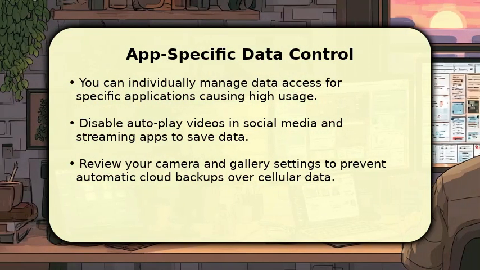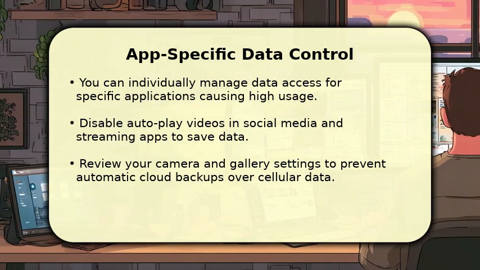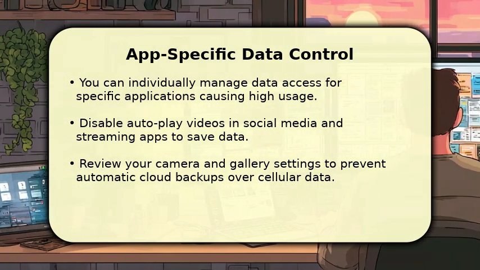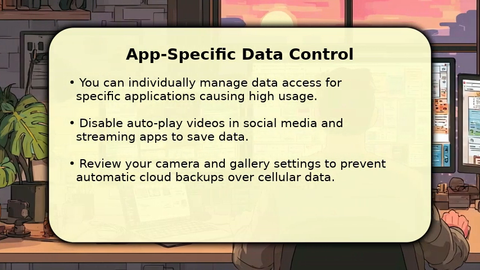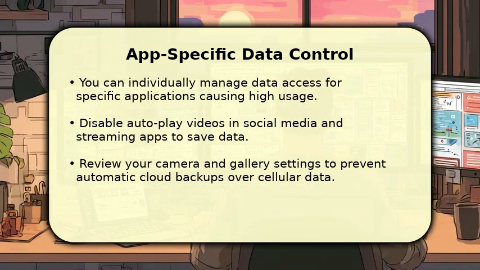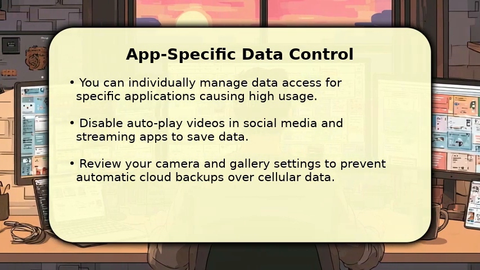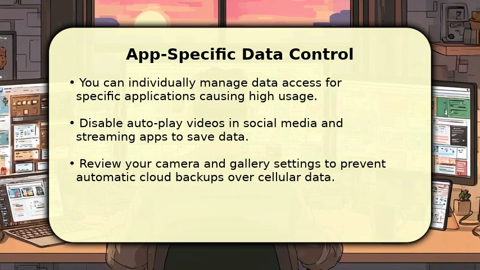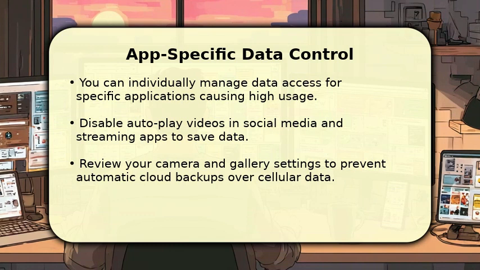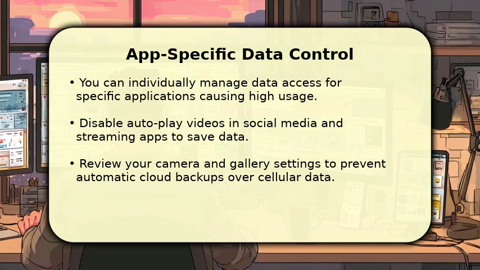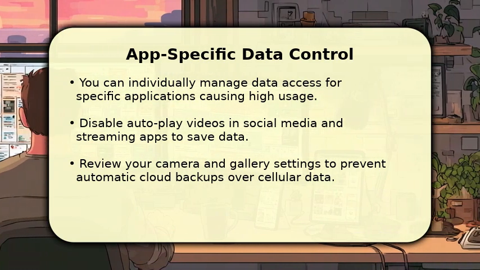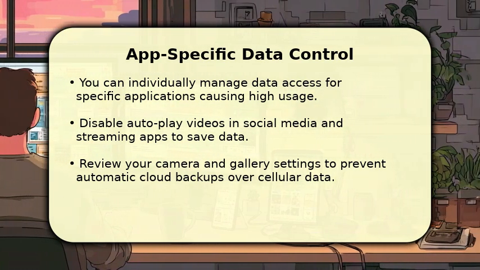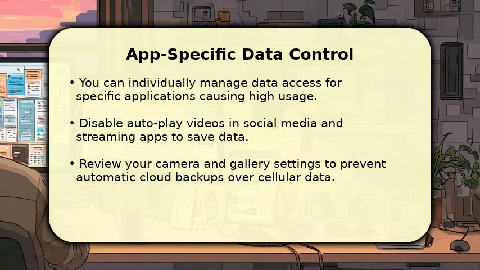For more granular control, you can restrict data for individual apps that you suspect are data hogs. Go to your app settings, select the problematic application, and then disable its mobile data usage while in the background. Furthermore, consider turning off autoplay videos within social media platforms like Facebook or Instagram. These small adjustments can cumulatively save you hundreds of megabytes of data, especially if you spend hours browsing.